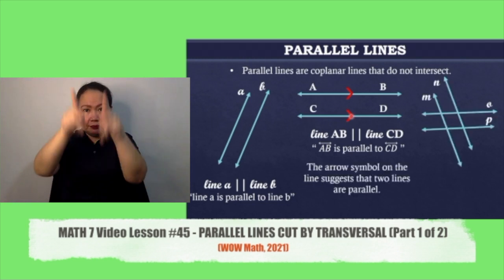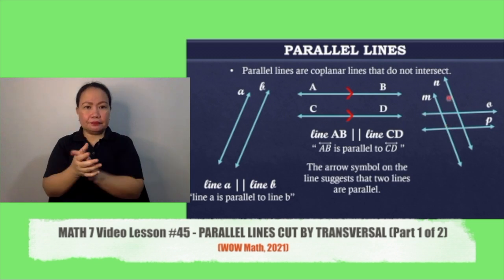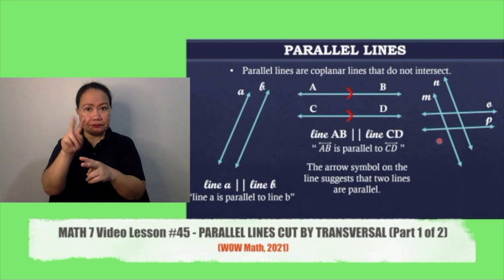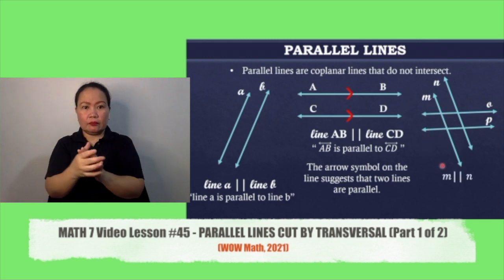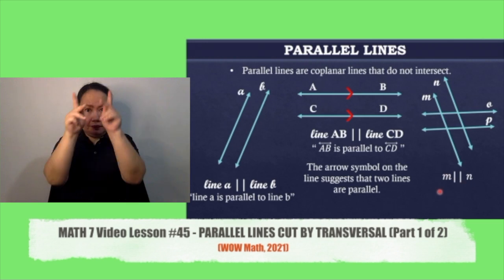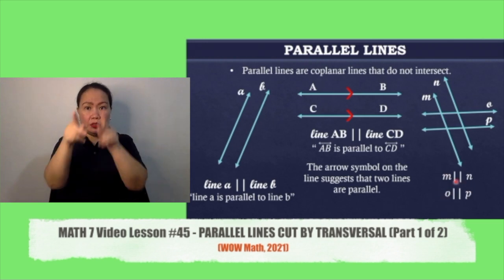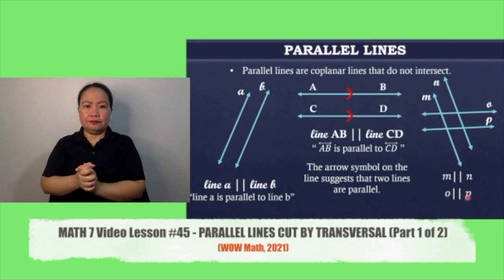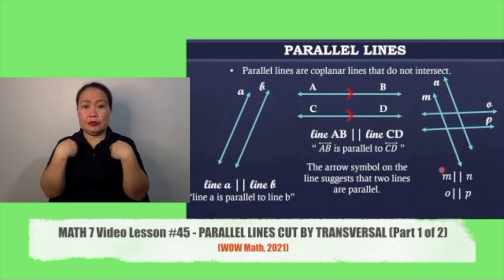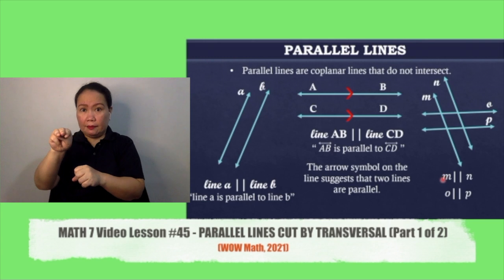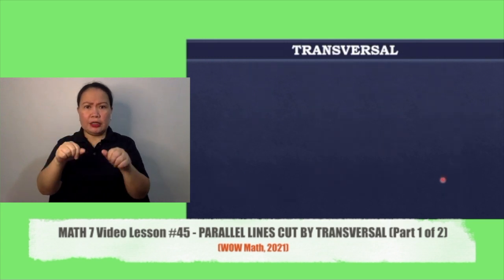Next. So, in this figure, can you name two examples of parallel lines? Okay, or two pairs of parallel lines. So, we have line M is parallel to line N. And then also, line O is parallel to line P. Okay? So, in other books, may makikita kayo dito symbol ng line. So, pwedeng wala, pwedeng meron yan. Okay? Next, how about transversal?